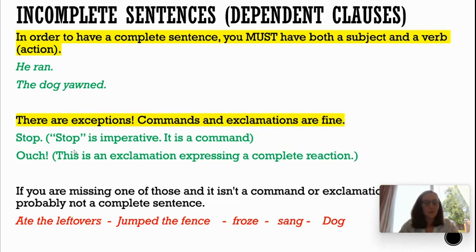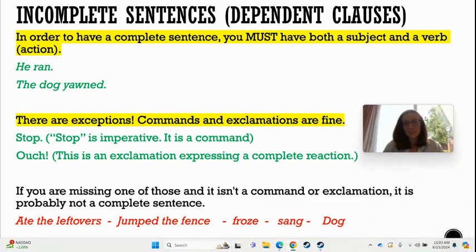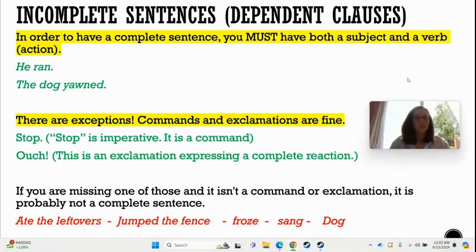Exclamations are also okay. Exclamations such as ouch or whatever curse word that you might use are fine because they express a complete idea, which is your reaction to that situation. So that's okay in English as well. If you're missing a subject or a verb, there's a good chance that it is not a complete sentence. That's the easiest way to identify incomplete sentences.